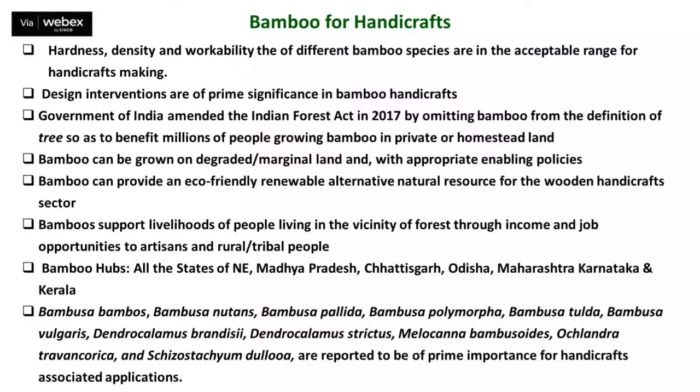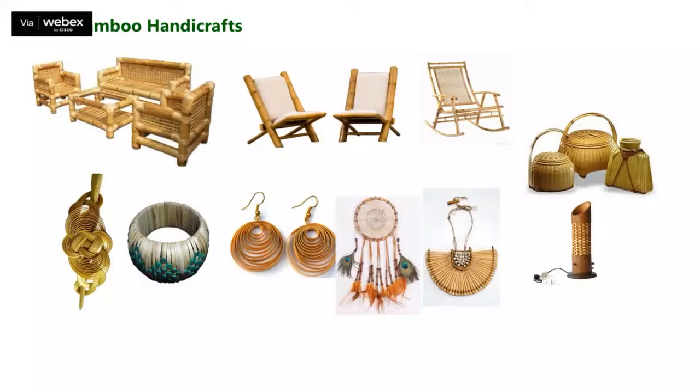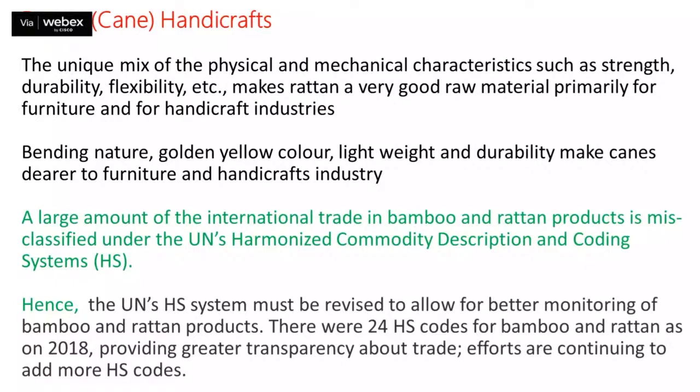Next one. About 2 million people, which is about 30% of the total number of artisans in the country, depend on bamboo for livelihood. India is ranked as the fifth largest importer of bamboo products, worth over $23 million. Some of the bamboo handicrafts with potential are shown here. Everybody might have seen these types of products, which we should exploit for export and other types of revenue earning. Some of the bamboo handicrafts are also furniture. It is possible to make furniture as well as ornaments and jewelry, which all give local livelihoods. And another thing is cane handicrafts.